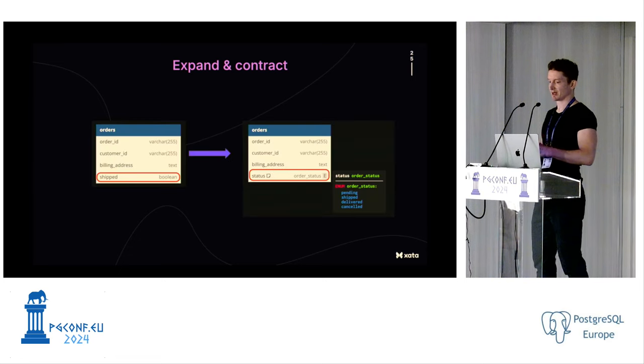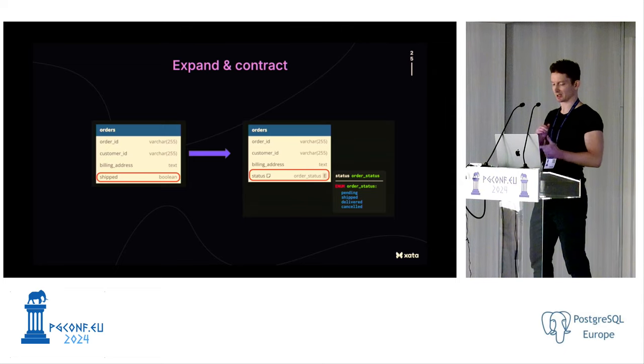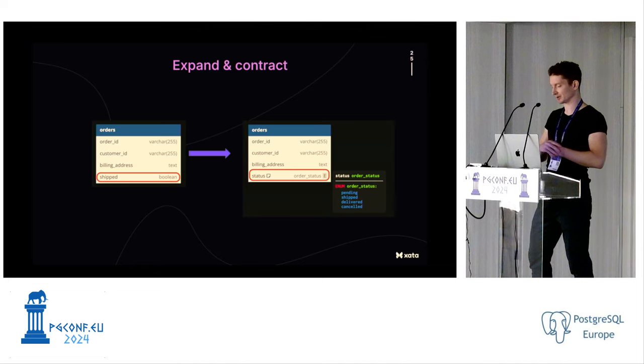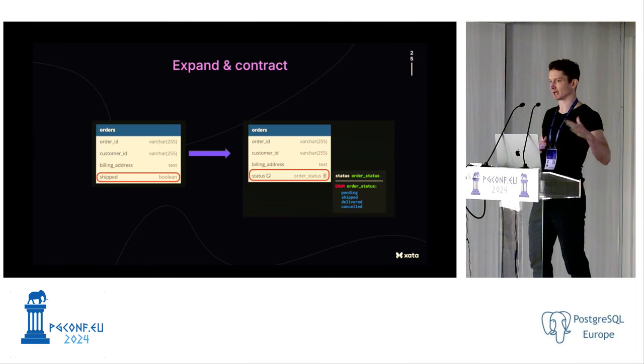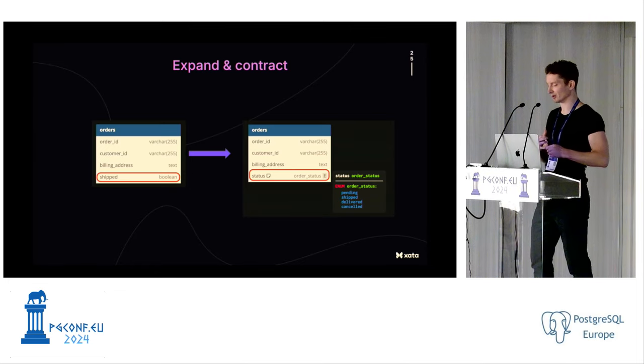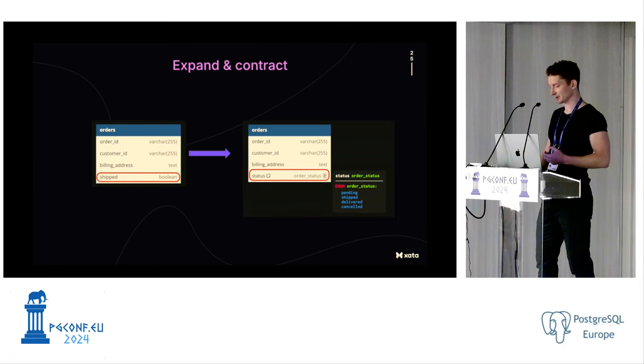So suppose we have a database with an orders table. It has an ID, a customer ID, billing address, and a Boolean valued shipped field. After some time in production, we realize that this Boolean valued shipped field is too restrictive. What we actually want is an enum field called order status, or status, instead that tracks all of the different states an order can move through: pending, shipped, delivered, or canceled. How can we perform this schema change to a production system?